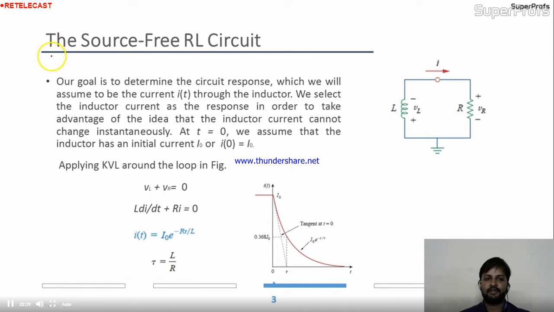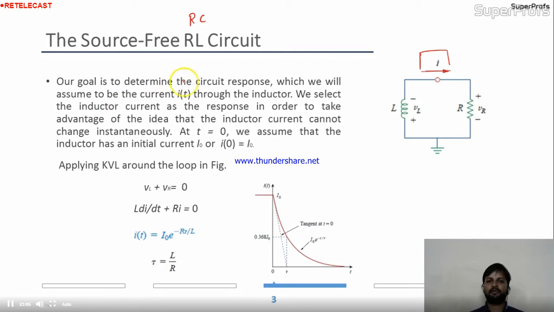Come to the next one. The next part of the unit is the source-free RL circuit. Earlier we have seen the RC, now we'll see the RL. In the RL circuit, the situation will be the same. The circuit will be connected with the source, but suddenly it will be disconnected. So whatever energy is stored in the storing element will be delivered to the resistance. So here also, see the inductor over here, this is the resistor over here, and the current in the circuit is i.